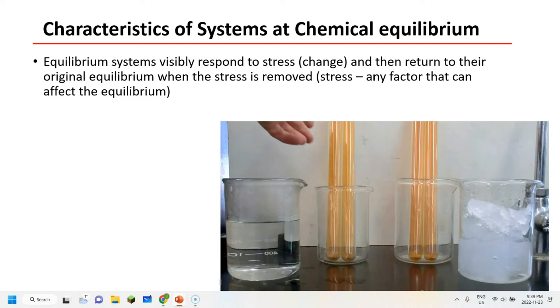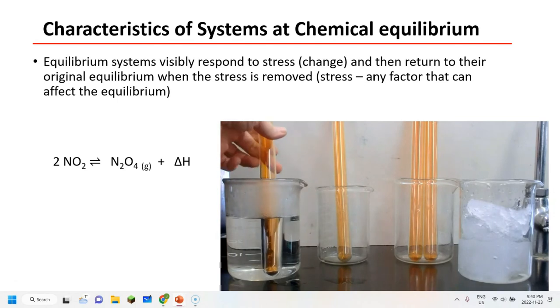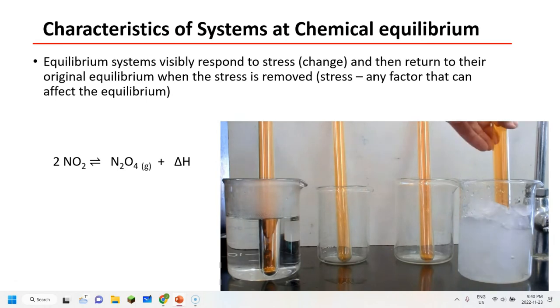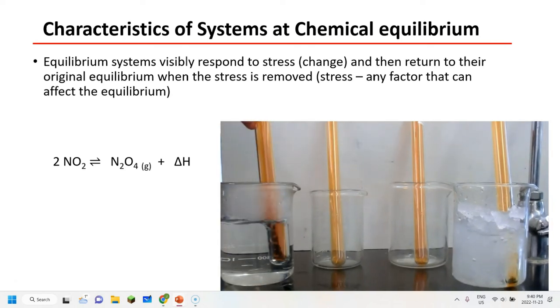So here we have 4 tubes containing a mixture of nitrogen dioxide and dinitrogen tetraoxide, and our NO2 is brown in color, and our N2O4 is colorless. And so if I take my tubes and I place one in a hot water bath, we can see that it's going to respond to the stress and it becomes darker, indicating that I have more NO2. And likewise, if I place the one on the right in a cold water bath, we can see that it gets clearer, indicating it has more N2O4.